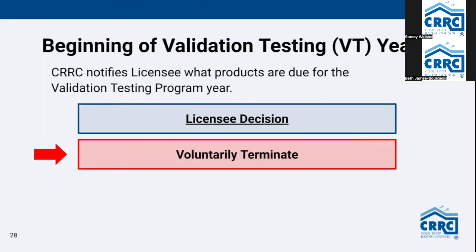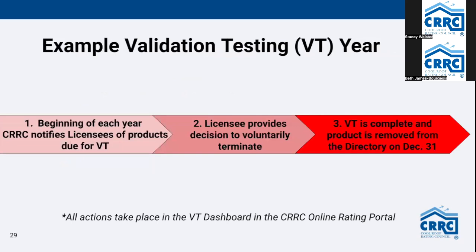Finally, the third option the licensee can choose is to voluntarily terminate a product. Here's an example of what the VT year looks like when the licensee chooses to voluntarily terminate a product. Again, all of these actions will take place in the VT dashboard in the CRRC Online Rating Portal.